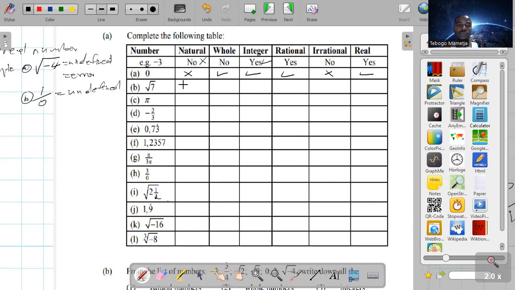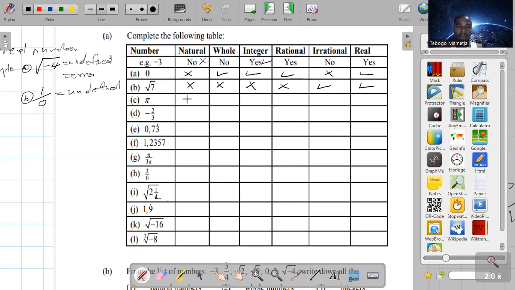Done with 0. So the square root of 7, guys, we talked about the square roots of non-perfect square numbers like 7. 7 is not a perfect square number. So the square root of 7 will give us decimals, and those decimals will be non-terminating and non-recurring. If you remember, non-terminating and non-recurring decimals fall under irrational numbers. So they are neither natural, nor whole numbers, nor integers, nor are they rational; they are irrational. Are they real? Yes, this number can be found on the number line, so it's a real number.